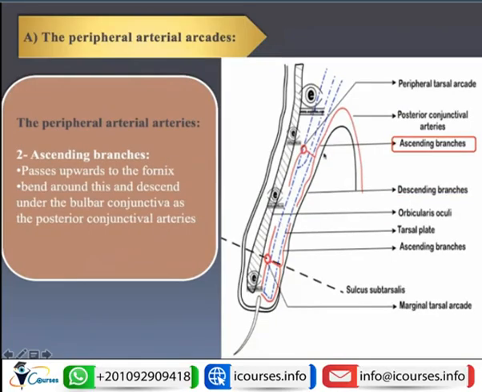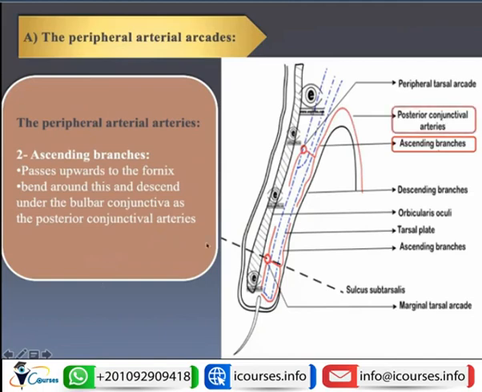This is one of the branches of the perforating branches of the peripheral tarsal arcade. What is the other branch? It will be the ascending branch. The ascending branch will ascend into the palpebral conjunctiva until it reaches the fornix. Then after reaching the fornix, it will descend downward into the bulbar conjunctiva, forming what's called the posterior conjunctival arteries.